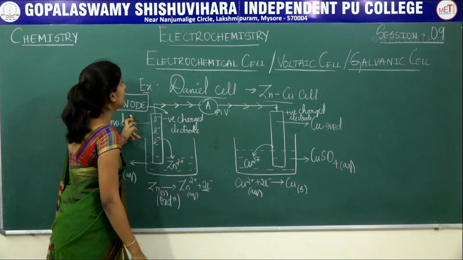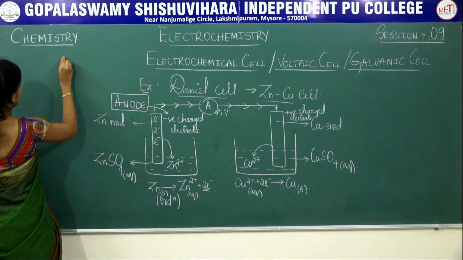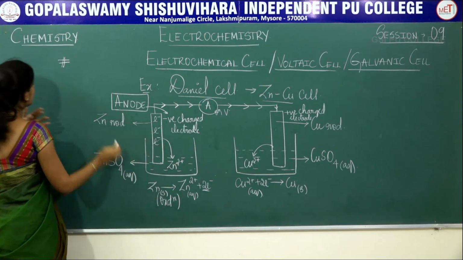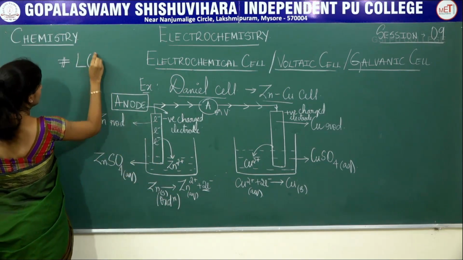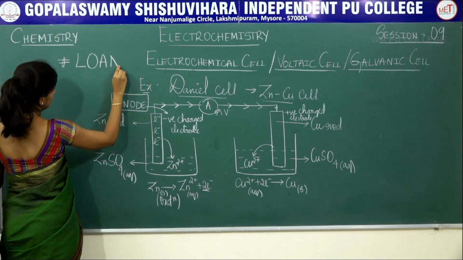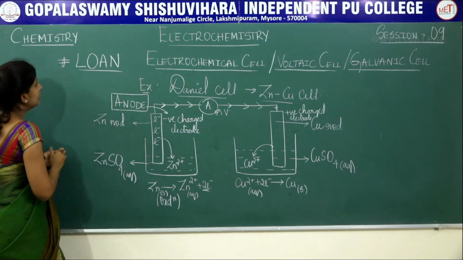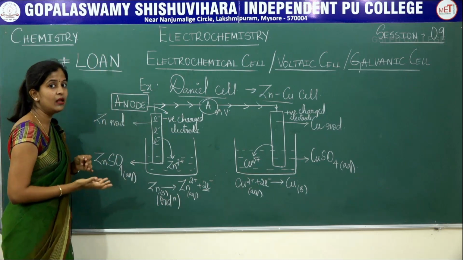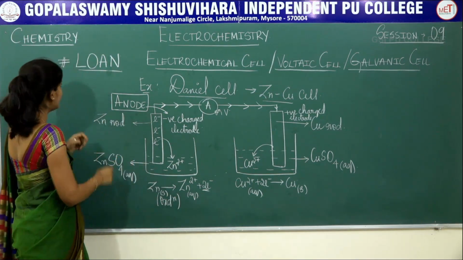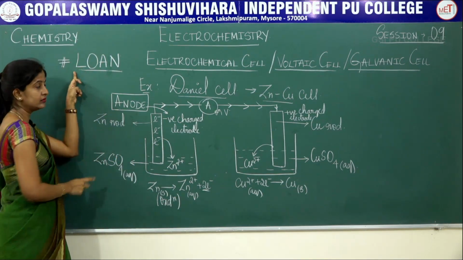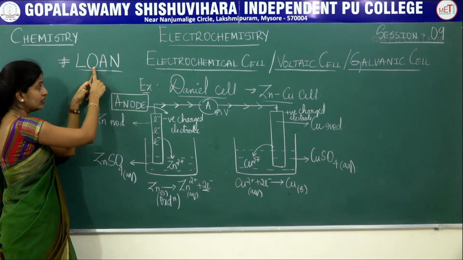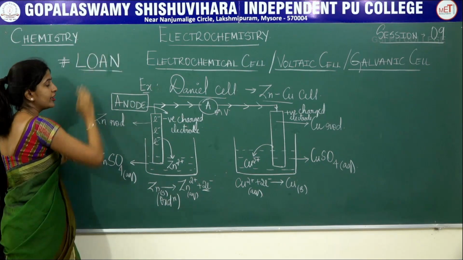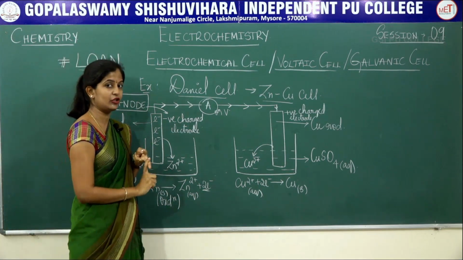For this, I will give a simple code. To remember this anodic thing, we will use a code called LOAN, L-O-A-N. Till here it is common for both your electrolytic cell and your electrochemical cell. What is common? L is left side, O is oxidation, A is anode. So till here it is the same for the electrochemical cell as well as the electrolytic cell.